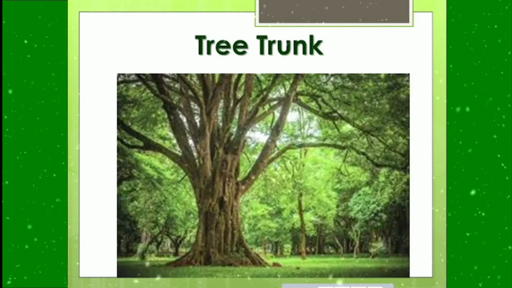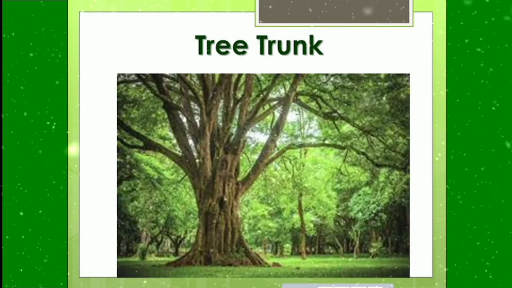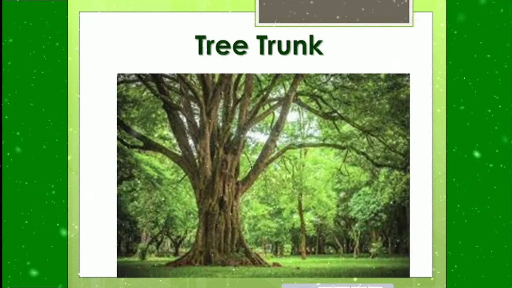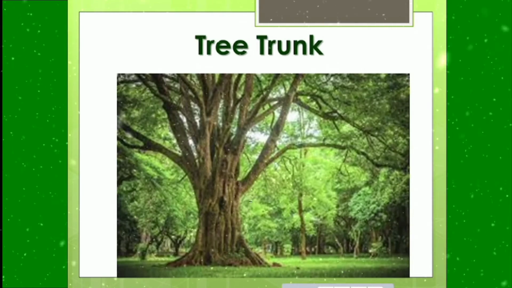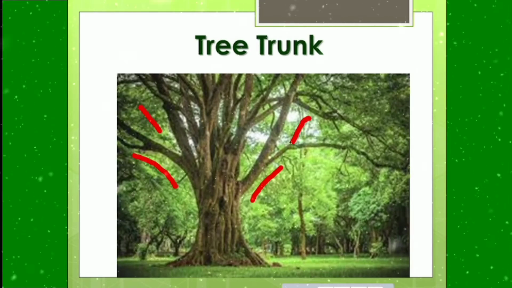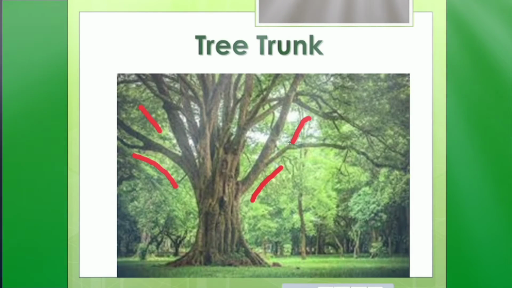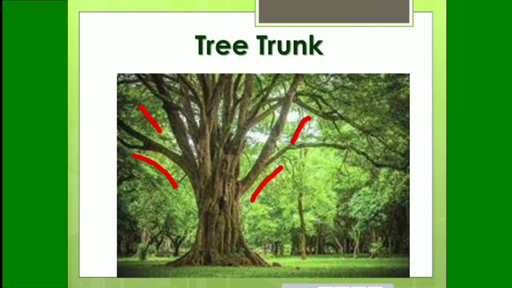Let us see one example of a tree trunk. As you can see, this tree has many different types of branches. Some trees have many branches. Observe this picture of the tree. This tree has many branches, and some trees have no branches, like the coconut. The coconut is one of the trees that has no branches. So let us see the tree trunk. It is brown in color.